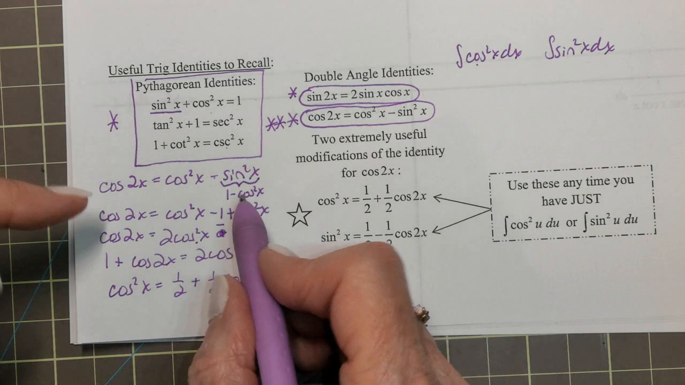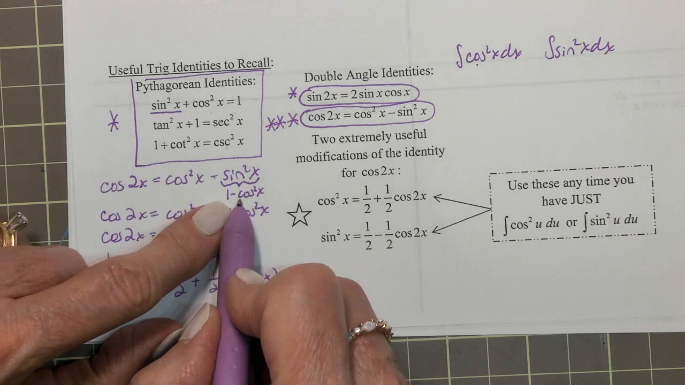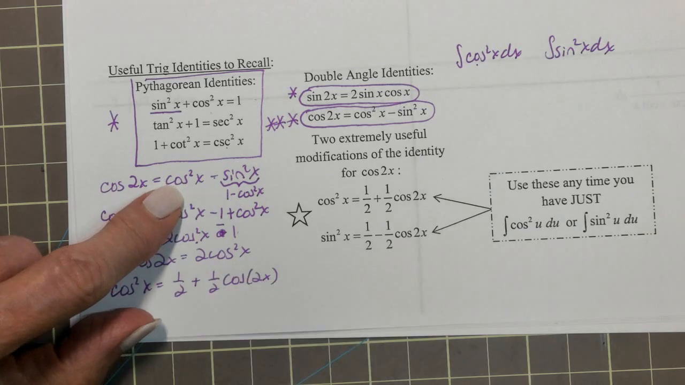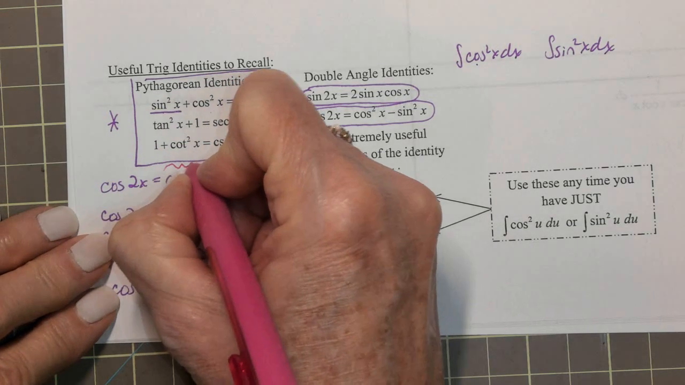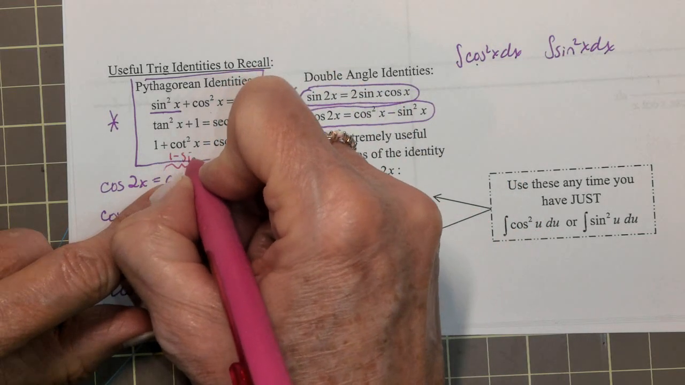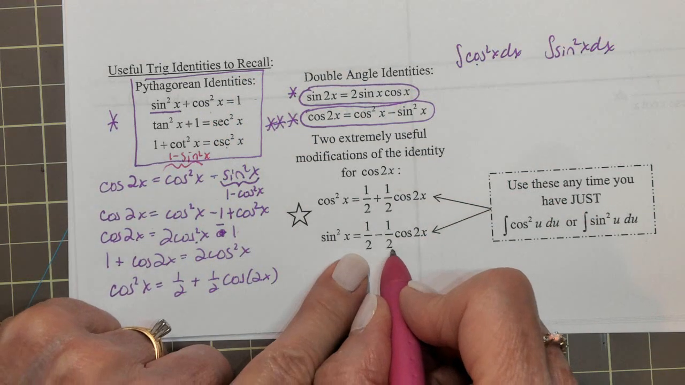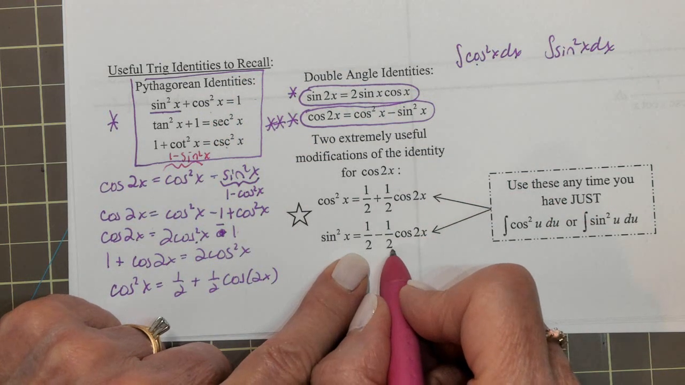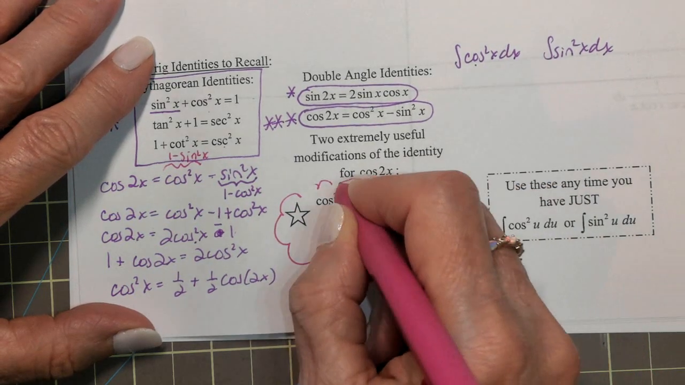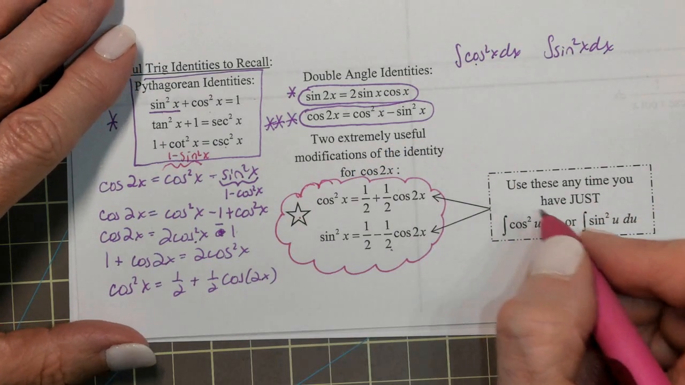If instead of replacing sine squared x with 1 minus cosine squared x, we replaced cosine squared x with 1 minus sine squared x, then we would get to this form of that identity. These are the useful forms here. That's why I put a little star in there.